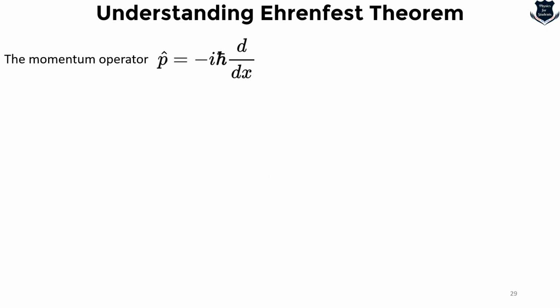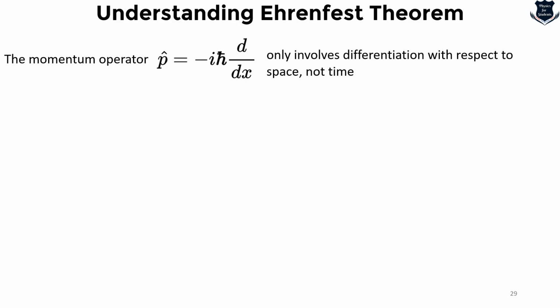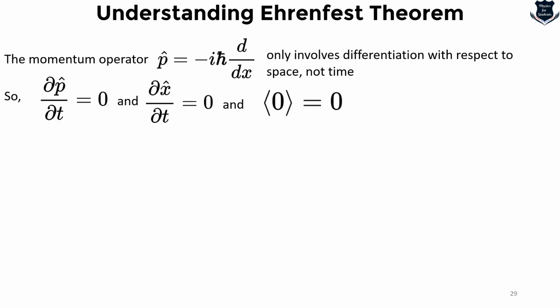Here you see that we next come to what is called the momentum operator. Now the momentum operator only involves differentiation with respect to space and not with time. So again, the partial derivative of the momentum operator with respect to t would be 0, and the expectation value of 0 is 0.